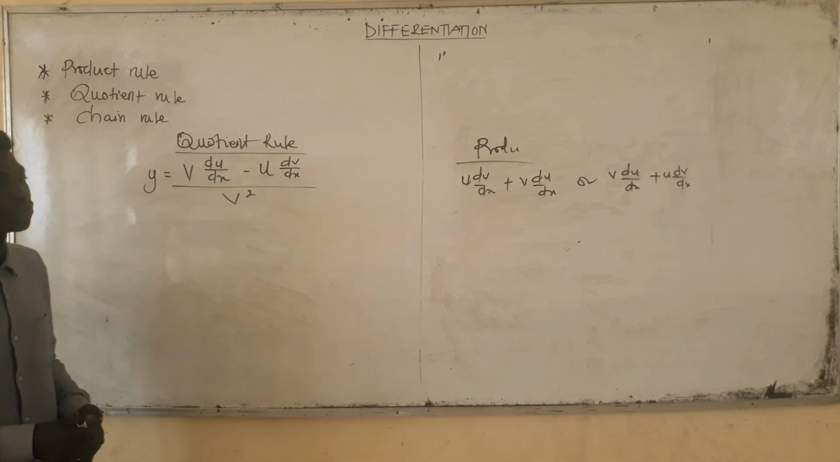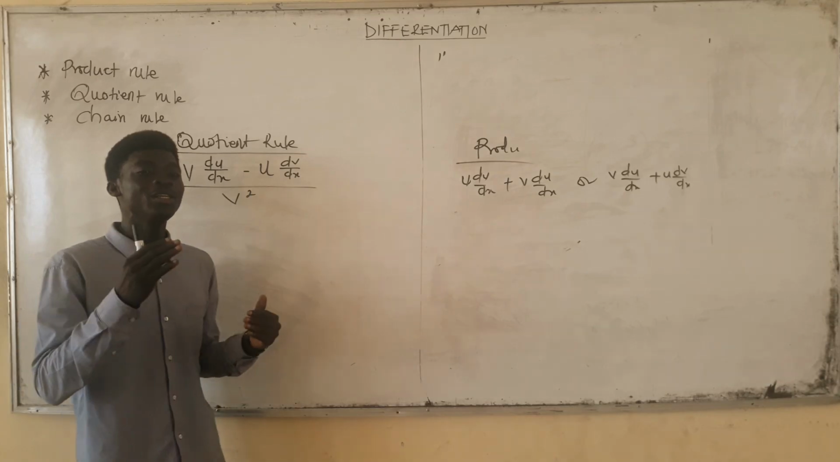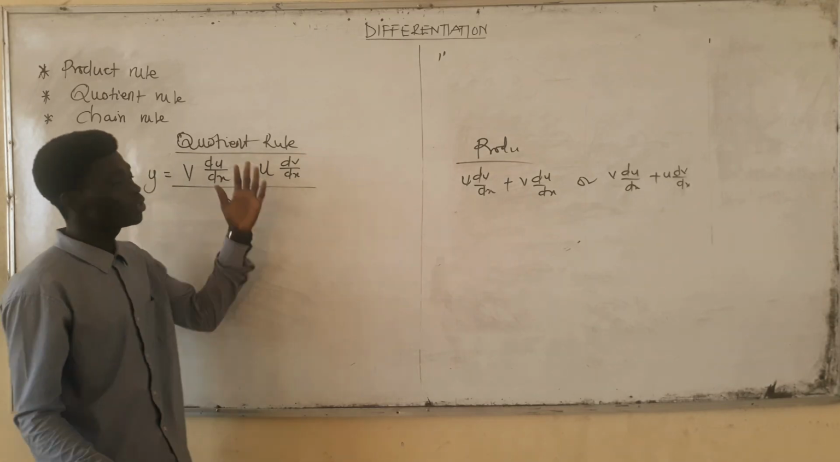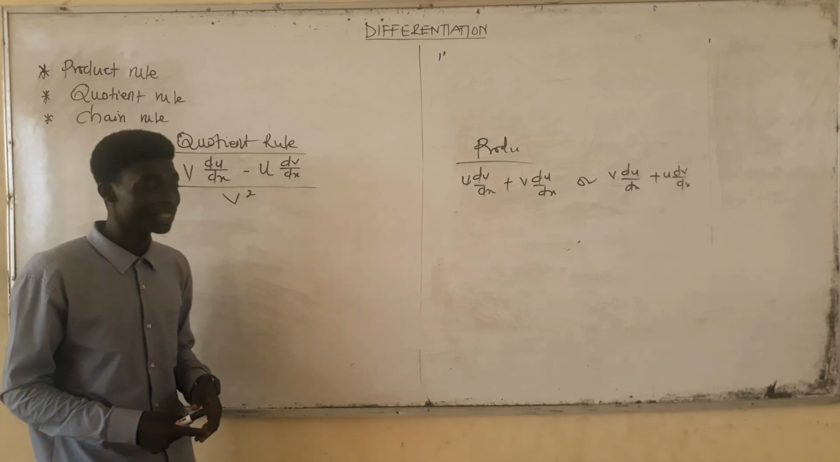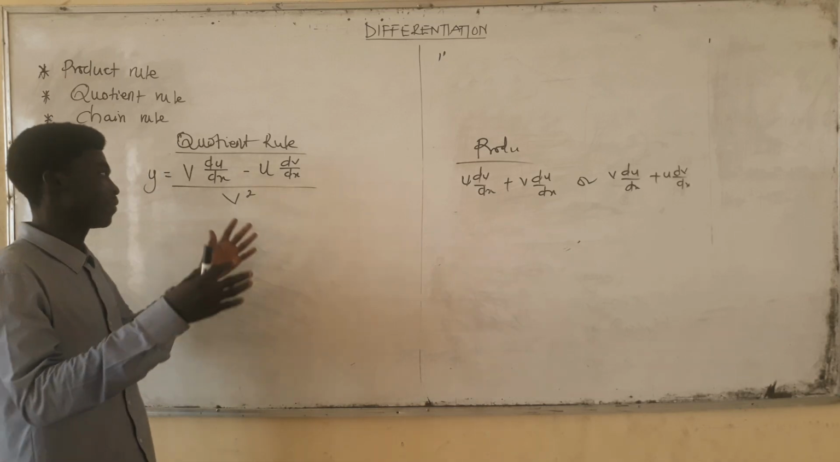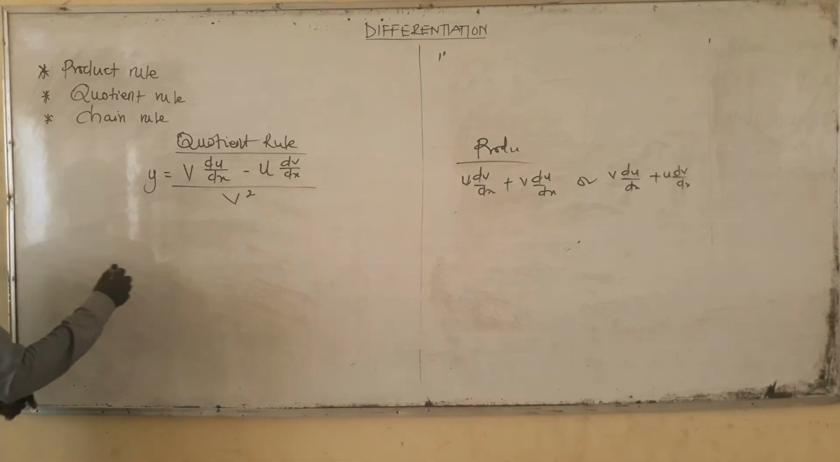Okay, so let's consider this. This is the quotient rule. Anytime you see a question in fraction form telling you to differentiate, you are going to use the quotient rule. You can see the formula is itself in the form of a fraction. Now let's look at some examples.